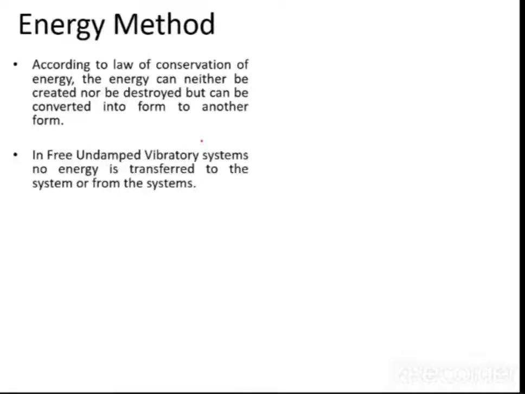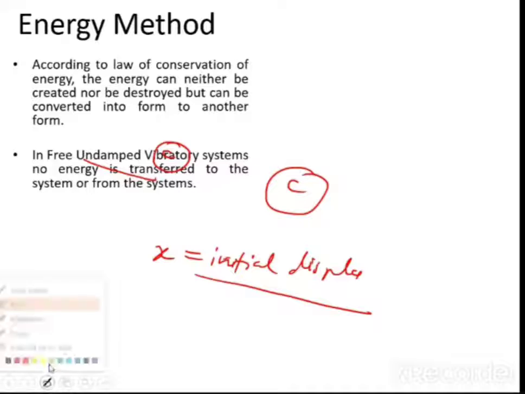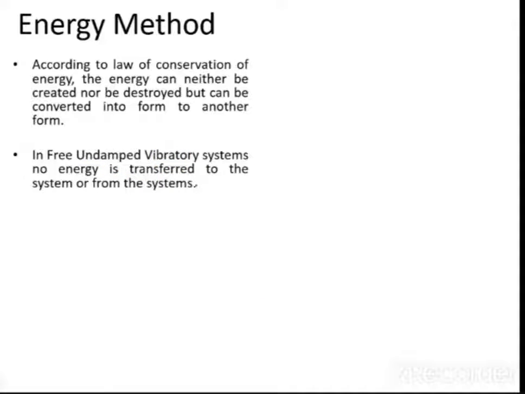Okay, so in a free undamped vibrating system, no energy is transferred to the system or from the system. Basically, try to understand, why? In a free undamped system, we are just giving a small initial displacement x, right? So x is nothing but a small initial displacement. We are not applying a continuous force in free vibration, and in undamped, we know that there is no c. No c means there is no external damping. So because of this, in a free undamped vibrating system, no energy is transferred to the system or from the system. Means what?